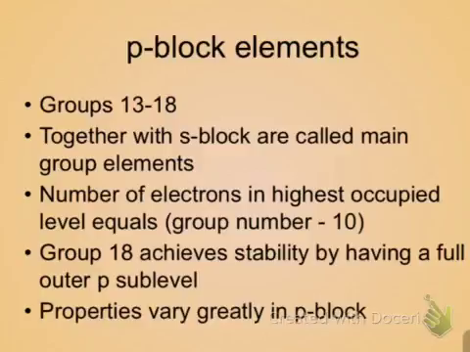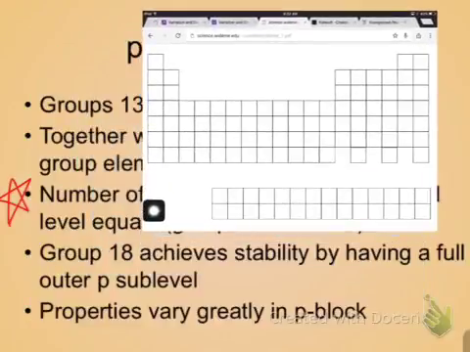Their number of valence electrons is their group number minus 10. So the number of electrons in the highest main occupied energy level is equal to their group number minus 10. If we pop in a periodic table here, this is group 13, 14, 15, 16, 17, and 18. How many valence electrons does something in group 15 have?